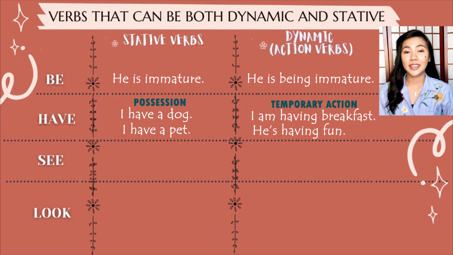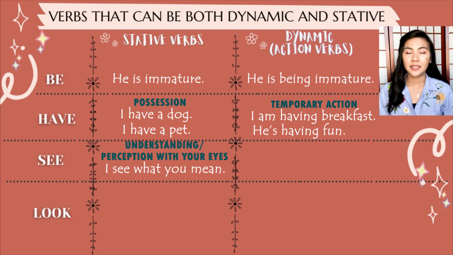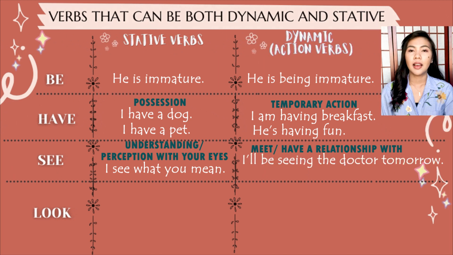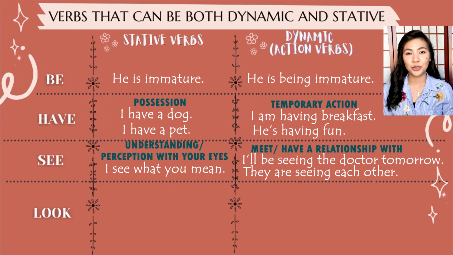Next, the verb see. Here in stative, see means understanding or perception with your eyes. For example, I see what you mean. This means that you understand what a person is trying to say. Now, see as an action verb means meet or have a relationship with. For example, I'll be seeing the doctor tomorrow. This only means that you will meet the doctor tomorrow. Or they are seeing each other, which means they are dating or they are having a relationship with each other.